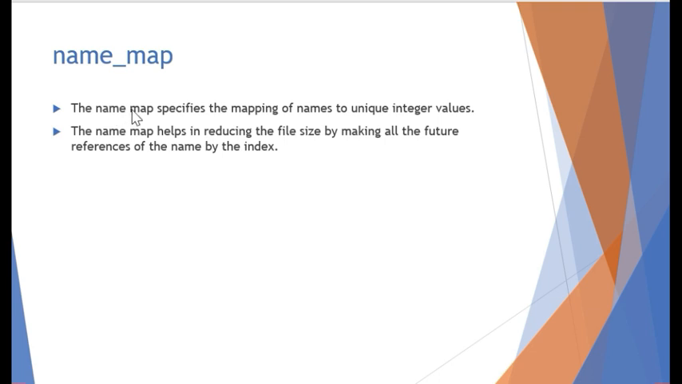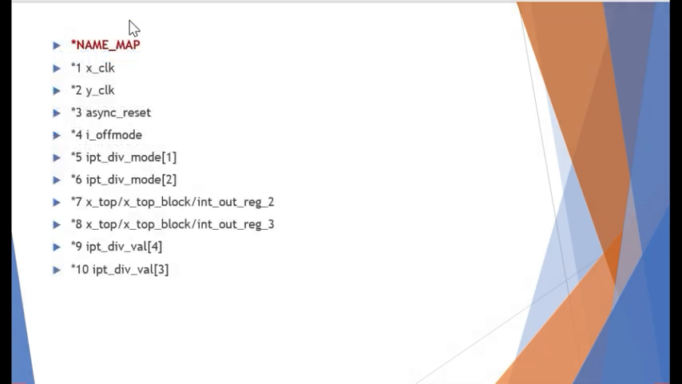So in this way, name map helps in reducing the file size by making all the future references of those net names or instance names by that particular index which we have assigned to it. So this is an example of the name map section.